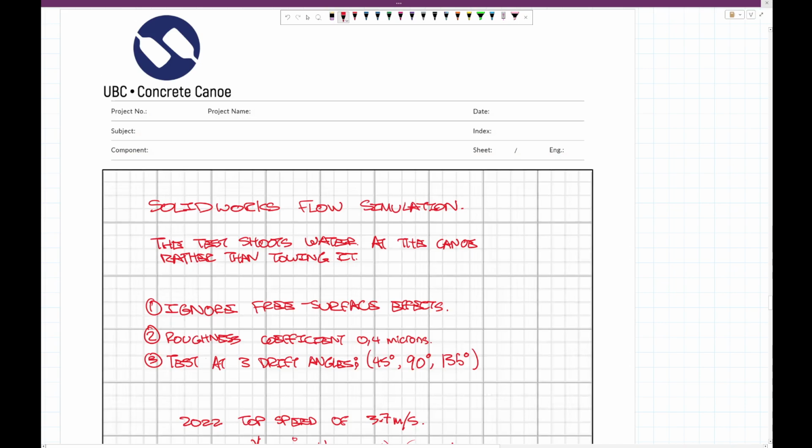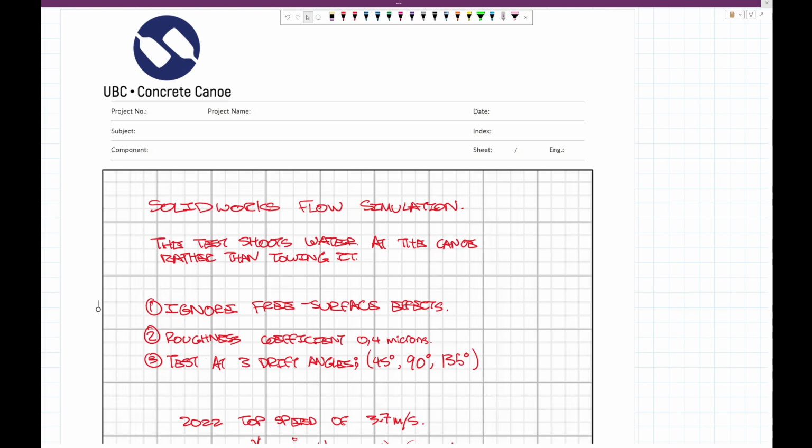So we're going to ignore that interaction between the water and the air, and we're just going to model the water. We're not even going to model the water above the draft that you have designed for. The second assumption to simplify things is the roughness coefficient. We assumed a constant roughness coefficient of 0.4 microns, a value we researched for concrete. Initially, we had set it at 0, but we're going to assume some type of frictional roughness.